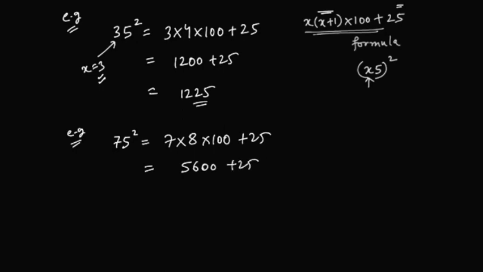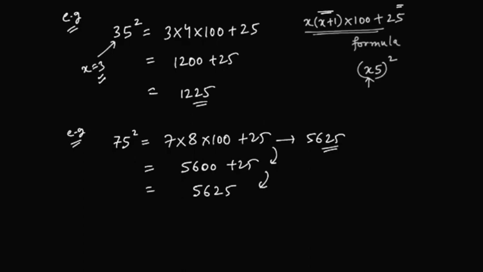If you have understood this concept, you can do it directly also. 7 times 8 is 56, and in the last just add 25. 25 will be common in all the squaring of a number having 5 at the unit place. Like 35 square: 3 times, and the next higher is 4, so 12 and 25.